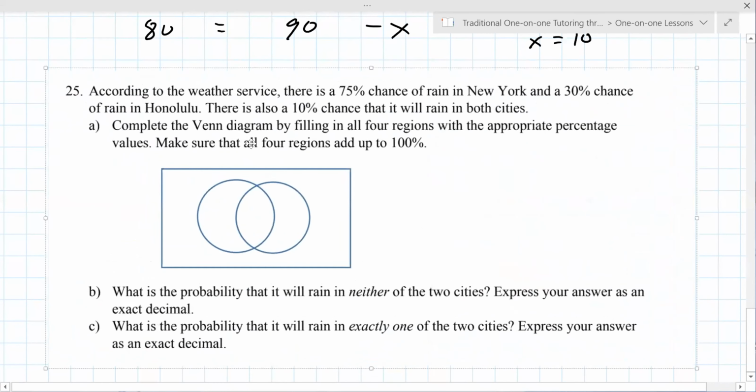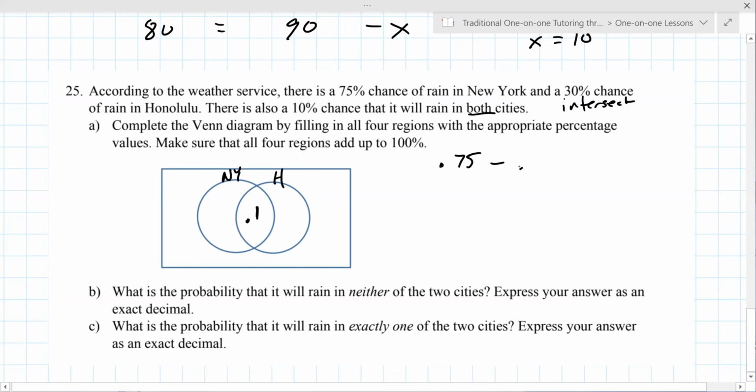Okay, according to a weather service, there's a 75% chance of rain in New York and 30% chance of rain in Honolulu. There's also a 10% chance that it'll rain in both cities. So both is the intersection, and the intersection's right in the middle. So that's 0.1. If this one's New York and this one's Honolulu, you take that 0.75 and you subtract the 0.1 because you subtract out the both. Gotcha. And then you do the same thing with Honolulu, 0.3 minus 0.1, and that's 0.2.